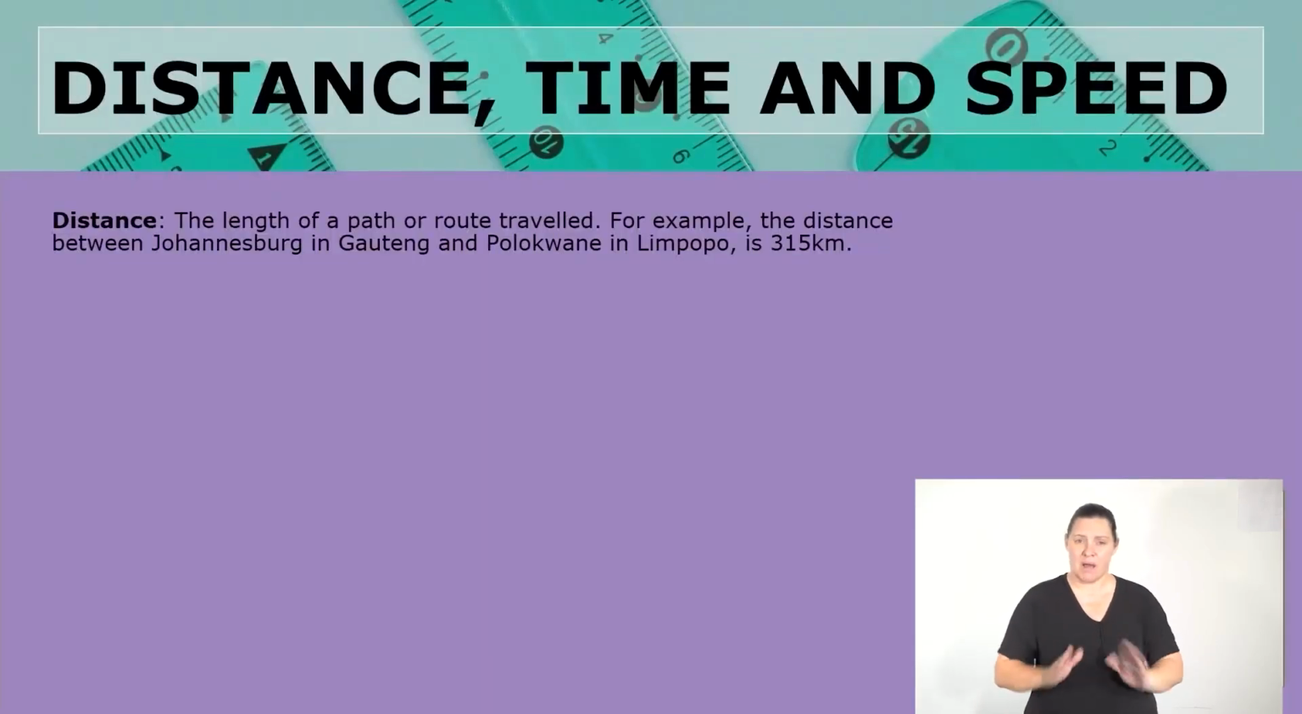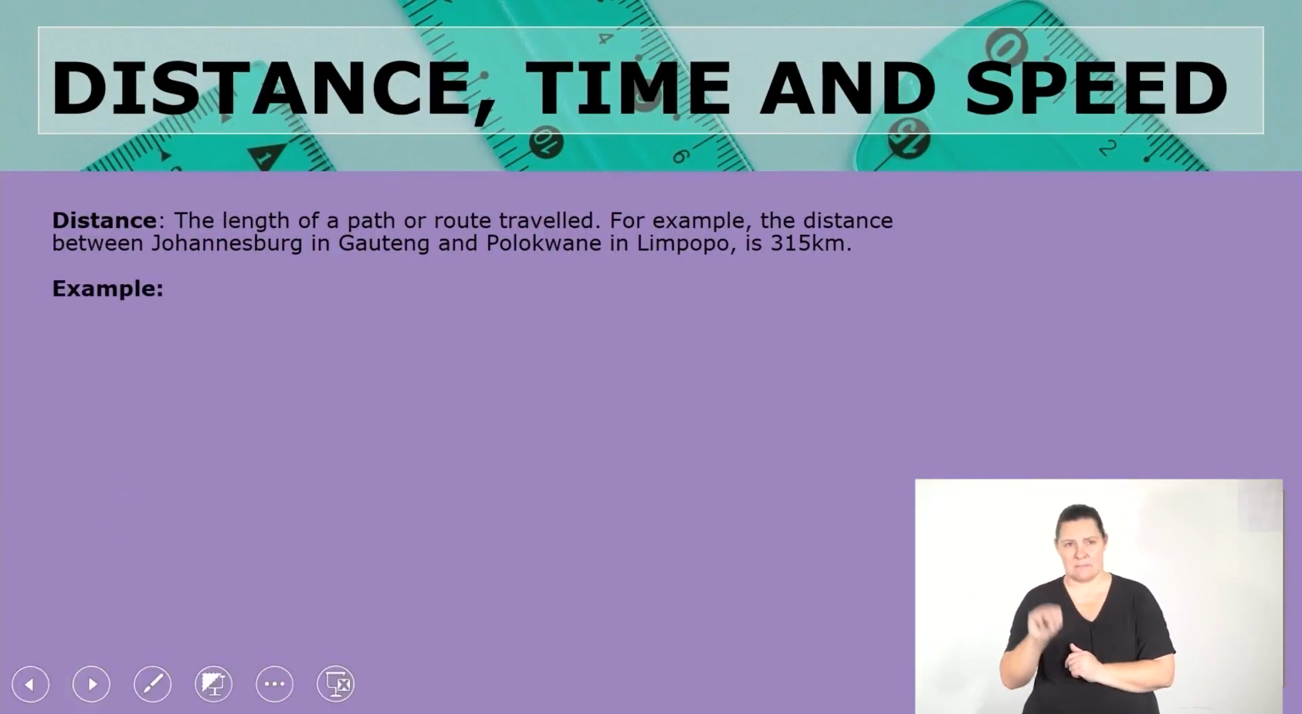Welcome back and let's continue. So now we're going to look at distance. Distance is the length of a path or route traveled. For example, the distance between Johannesburg in Gauteng and Polokwane in Limpopo is 315 kilometers.